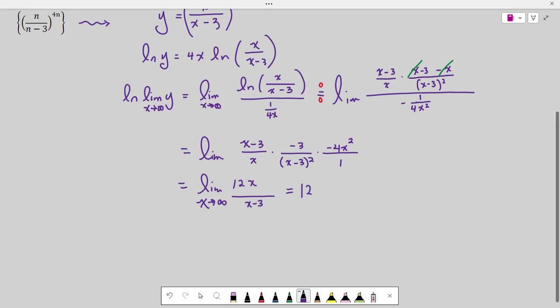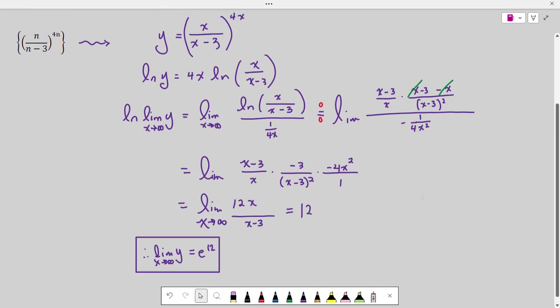So you have 3 ways to do that limit. You could use L'Hopital again. You could divide by the highest power of x. You could take the dominant term in each numerator and denominator. Doesn't matter. So now our last step is to exponentiate both sides. So the limit of y as x goes to infinity is e to the 12. So that is what we were trying to get to.